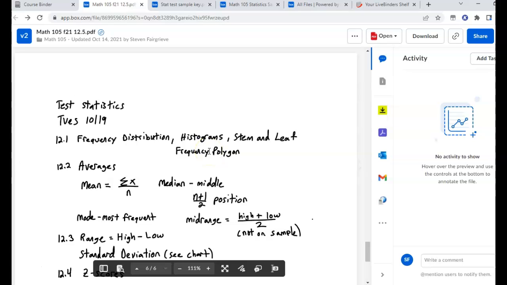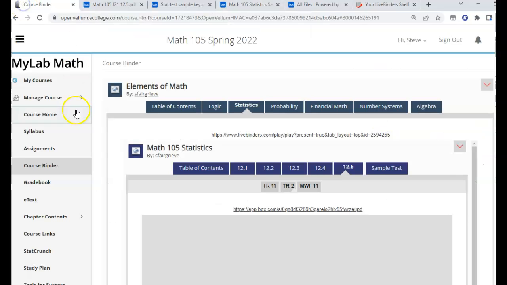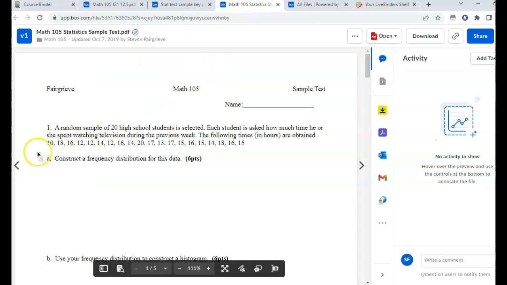of the histogram together. So if you go over to your course binder, which again, you can find the link for it right on my math lab under assignments. We're in chapter 12, statistics, and then there's a link there for your sample test. And the sample test will give you a pretty good feeling of how the kind of questions will be phrased and written on your test. Different numbers, but the same kind of problems.